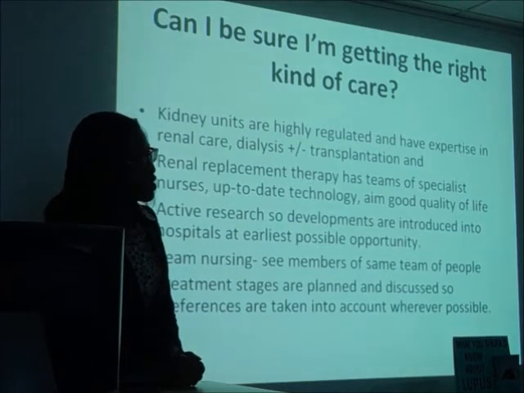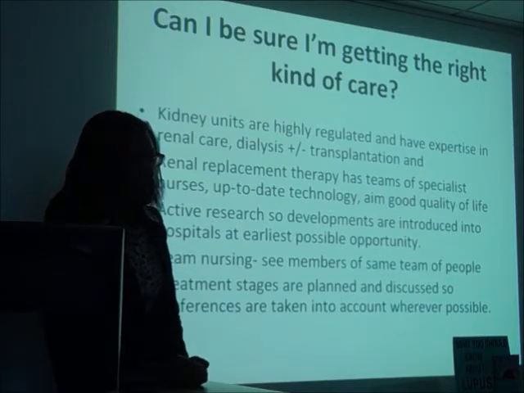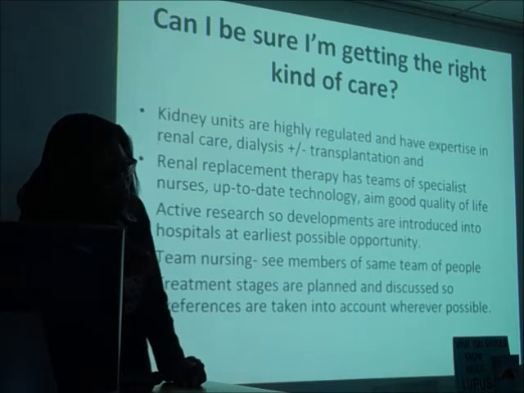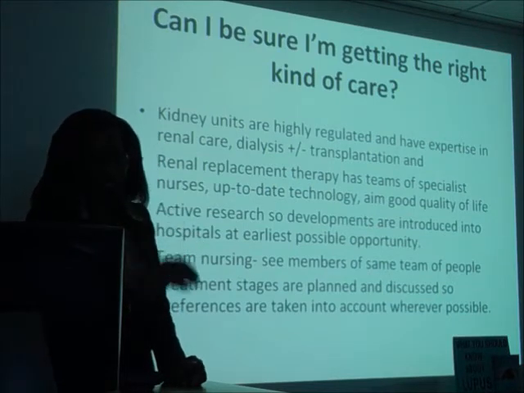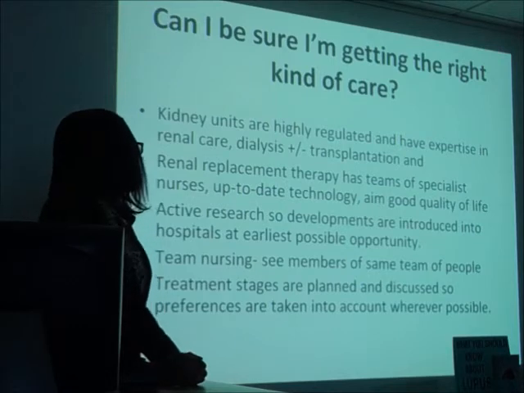If I've got kidney disease, can I be sure I'm getting the right care? I think in the UK you can. Because if you've got kidney disease from stage 3 to 5, you will be in a kidney unit. You should be known to a nephrologist.